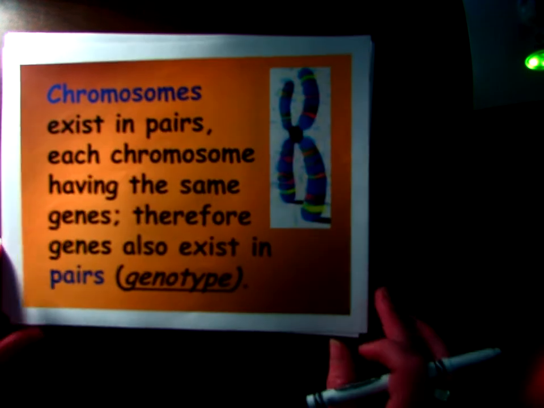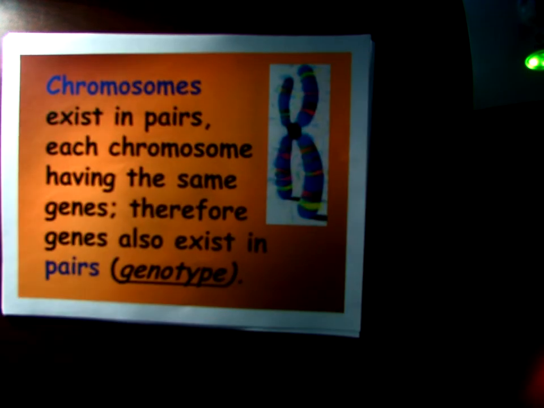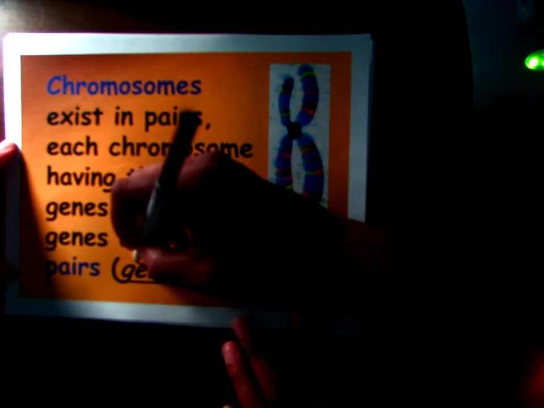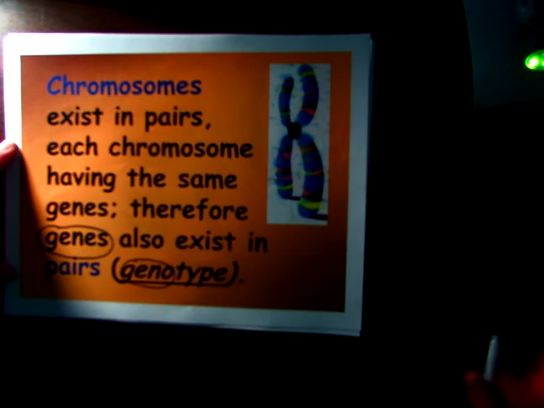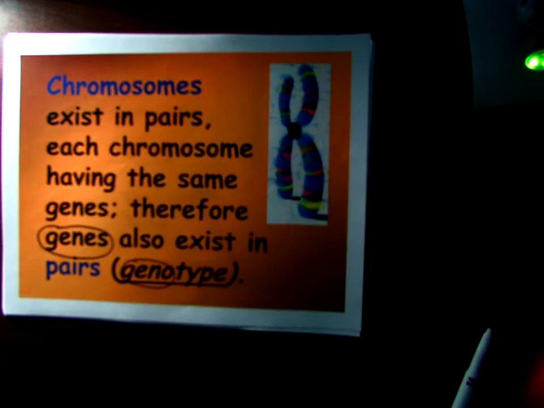As we mentioned earlier, chromosomes exist in pairs, each chromosome having the same genes. Therefore, genes always exist in pairs, and this is known as your genotype. The easy way to remember: your genotype contains your genes. So circle that so you know that. Your genotypes are your genes. And we'll explain a little bit in just a minute.